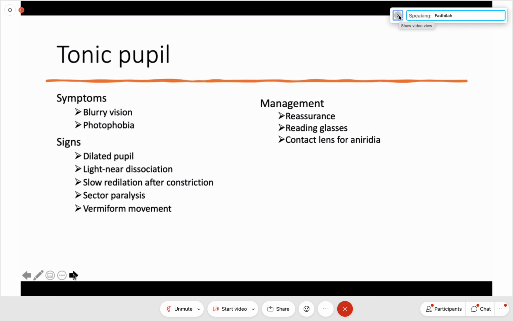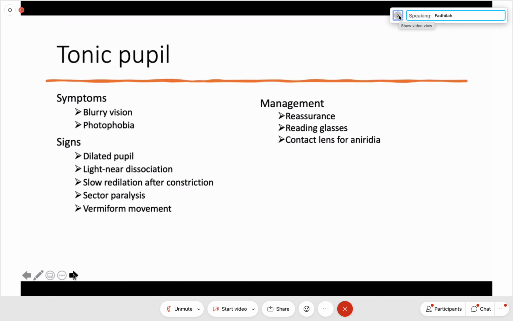Now, what are the symptoms? Patient can complain of blurry vision, but they usually complain of photophobia and difficulty with reading. What you would see on examination is, of course, a dilated pupil. You will see light near dissociation. You will see slow redilation of the constriction. And then if you put the patient at slit lamp, you will be able to see some sector paralysis or vermiform movement of the iris.